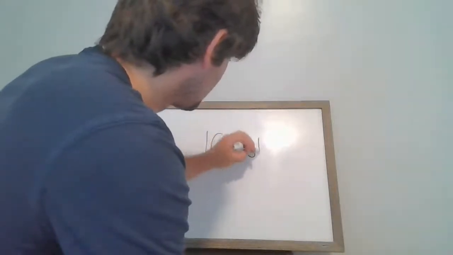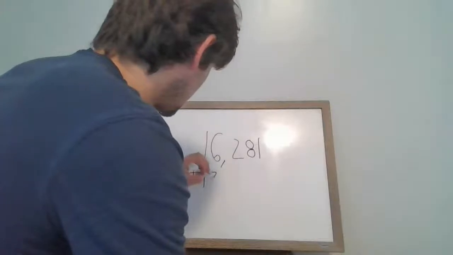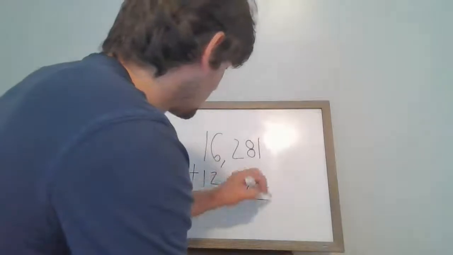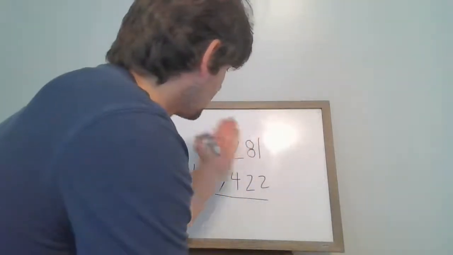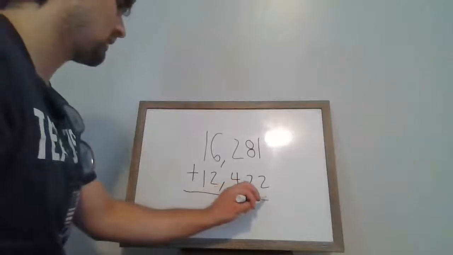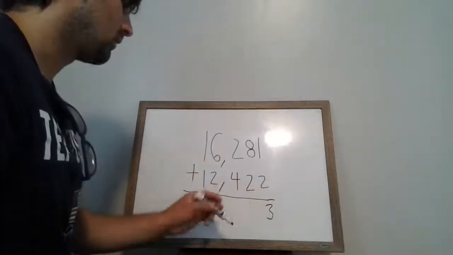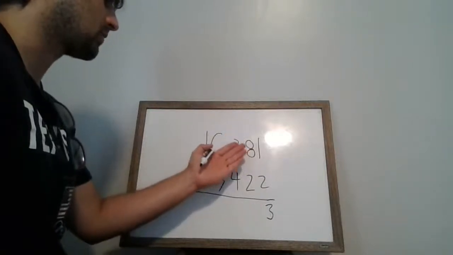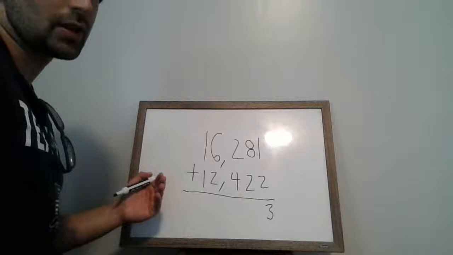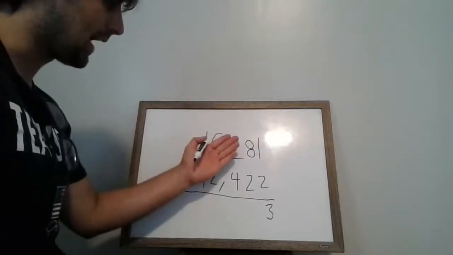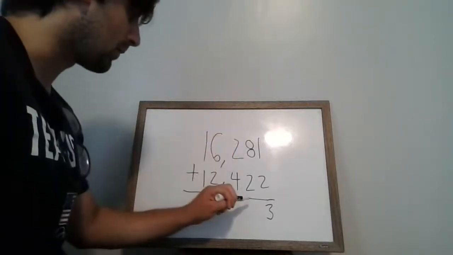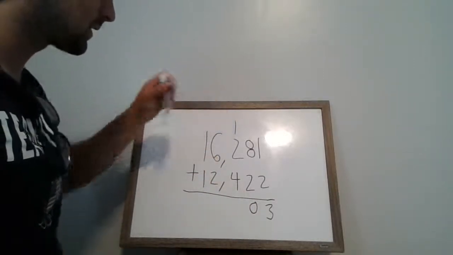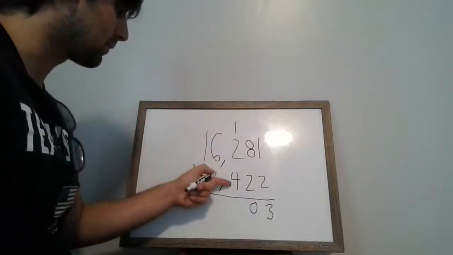16,281 plus 12,422. So we're going to go all the way to the ones place now. 2 plus 1 equals 3. We do not need to regroup there because the sum of 1 plus 2 is 3, which is less than 10. We only regroup when the sum is 10 or more. 8 plus 2 is 10. So here we do need to regroup. We're going to put a 0 in the tens place, and we're going to carry a 1 over to the hundreds place. 1 plus 2 is 3, plus 4 is 7.